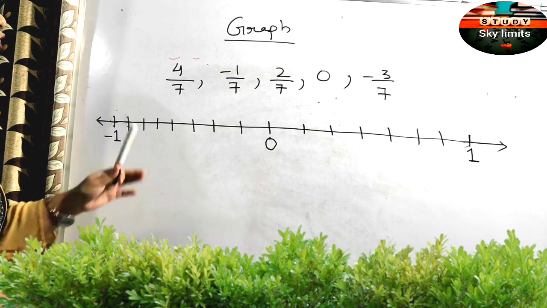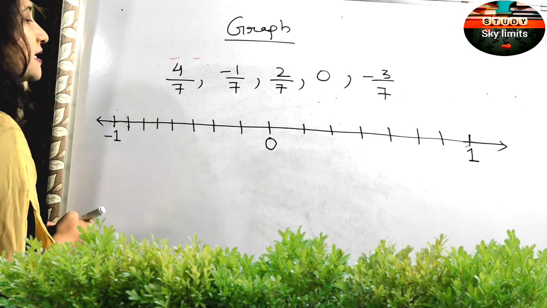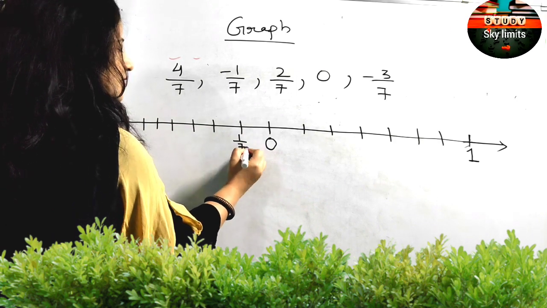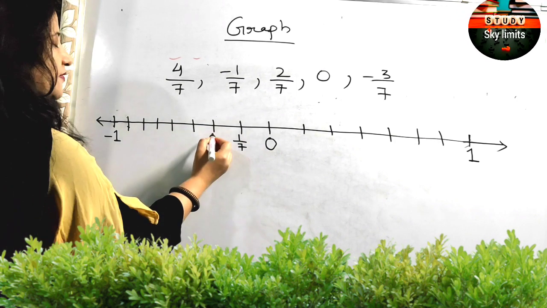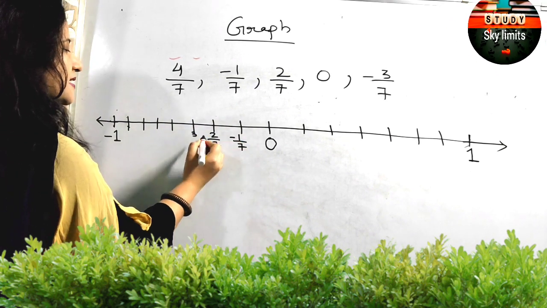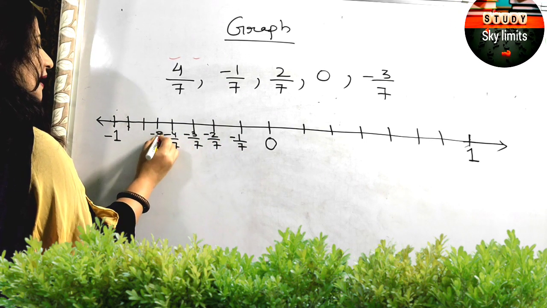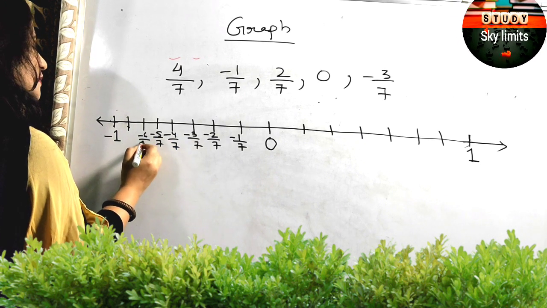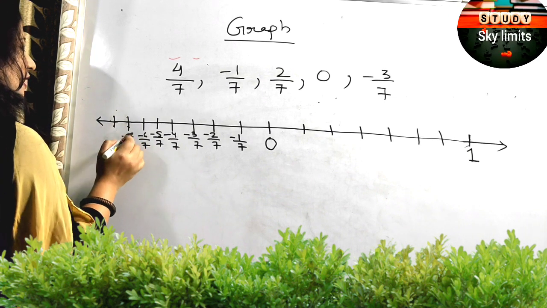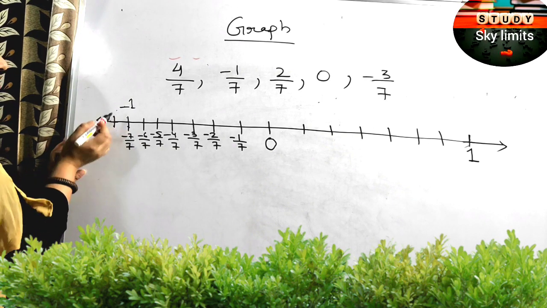Okay. So now here you have to graph the rational number. What is the first rational number? 4 by 7. This represents 1 part of 7. This is minus 1 by 7, minus 2 by 7, minus 3 by 7, minus 4 by 7, minus 5 by 7, minus 6 by 7, and this will be minus 7 by 7. So minus 7 by 7 is the same as minus 1.